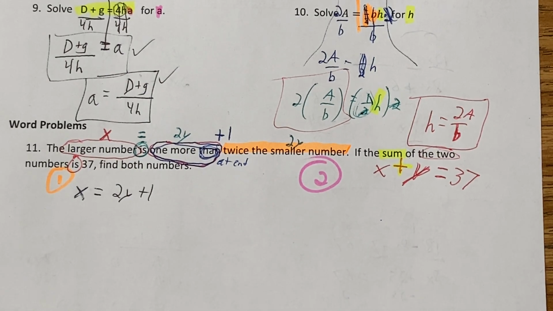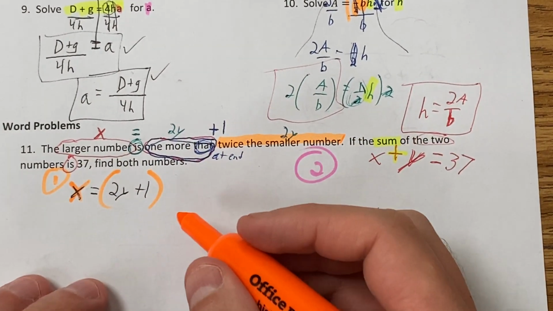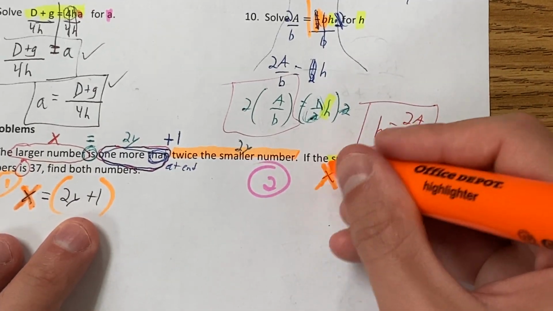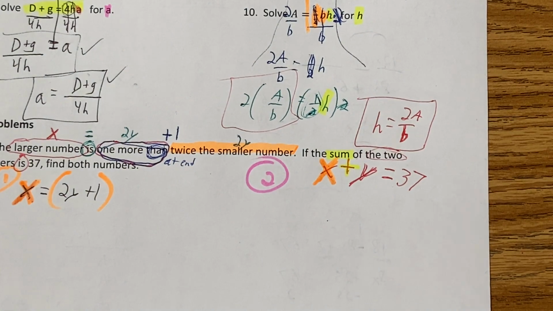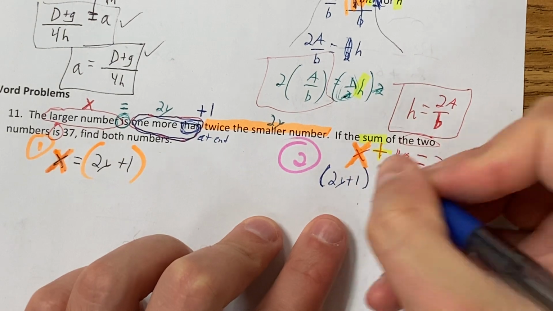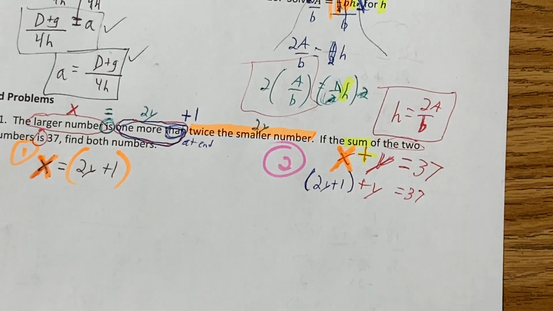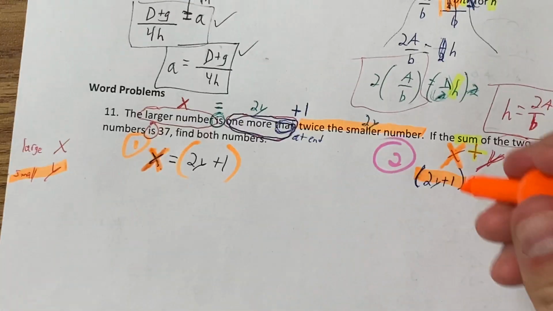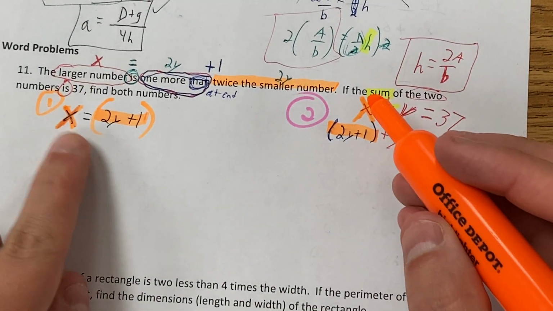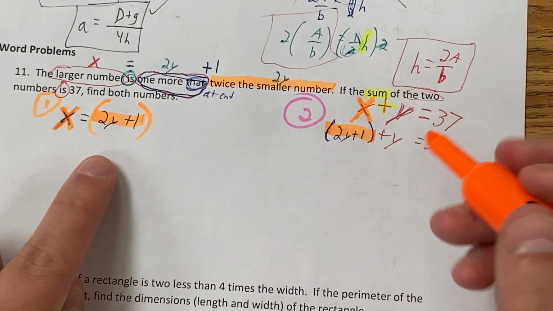And then you do something called substitution. So this x right here is equal to 2y plus 1. So if this x is 2y plus 1, this x is also 2y plus 1. So that x is also 2y plus 1. And then here's the plus y, here's the 37. But this is coming from over there. X is 2y plus 1. Substitution.